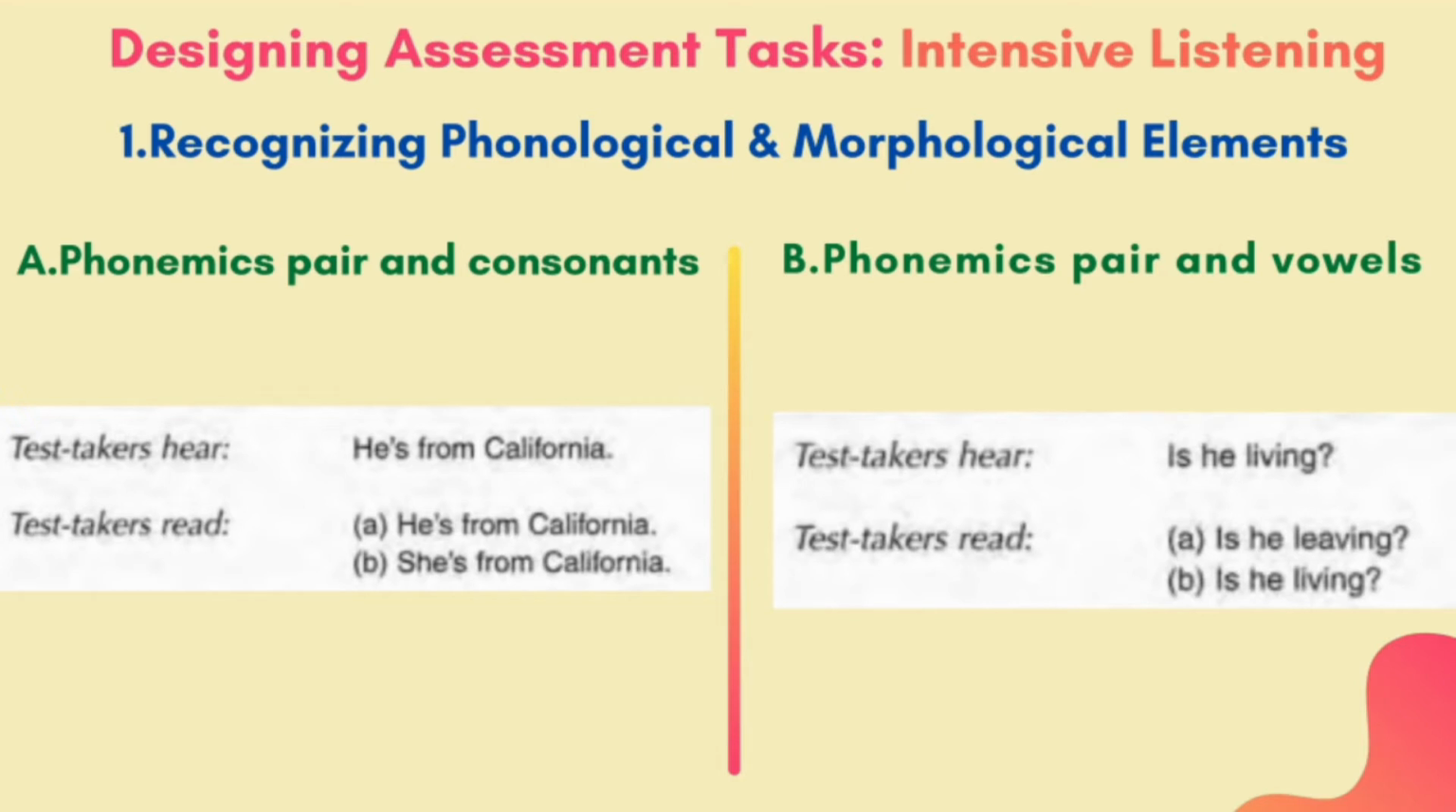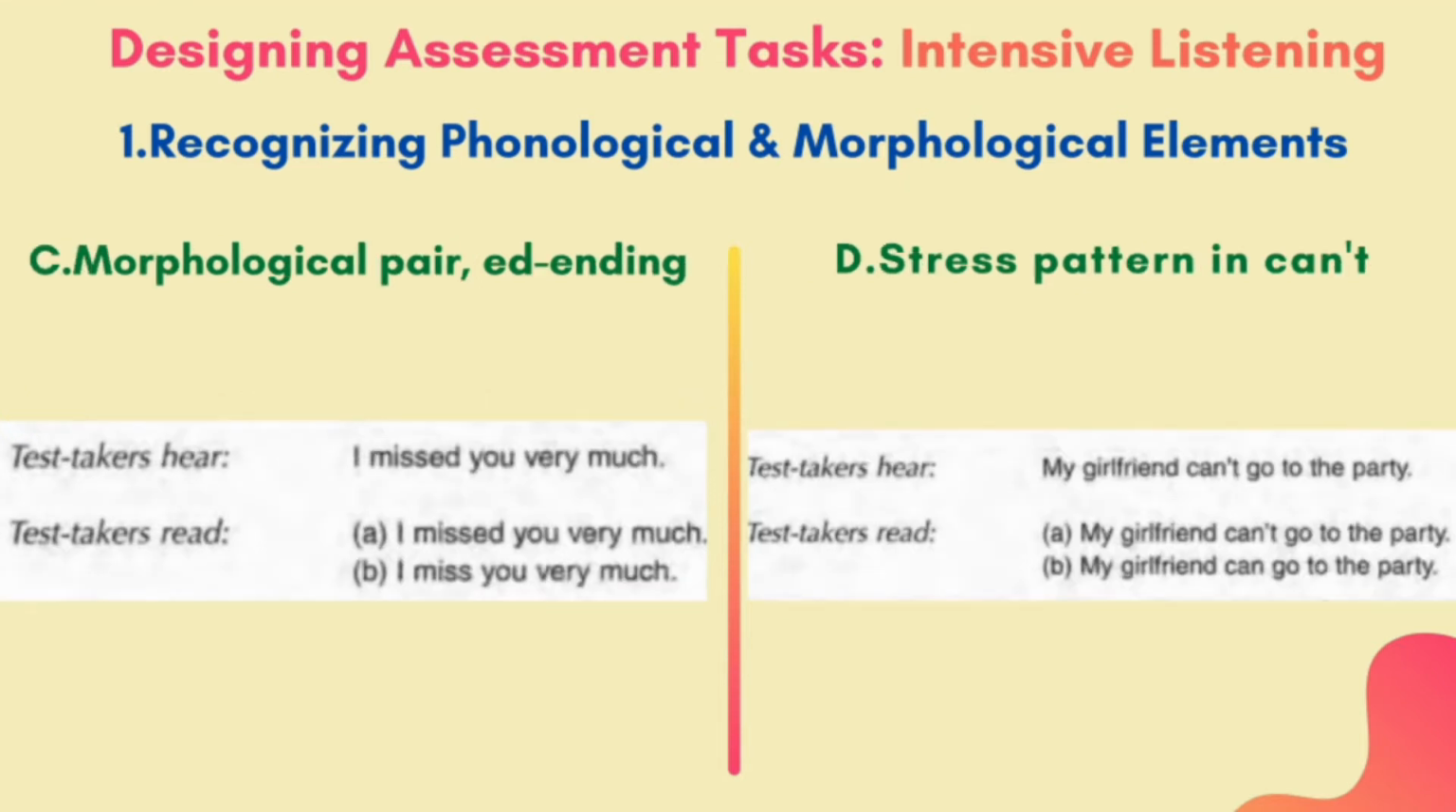The first one is recognizing phonological and morphological elements. In both cases there, A and B, the phonemic distinctions are the target, so we choose the correct consonants and vowels between A or B based on what we hear. Next, on the left side, which is a morphological pair with the -ed ending, hearing the past tense morpheme in the sentence challenges, especially if no context is provided.